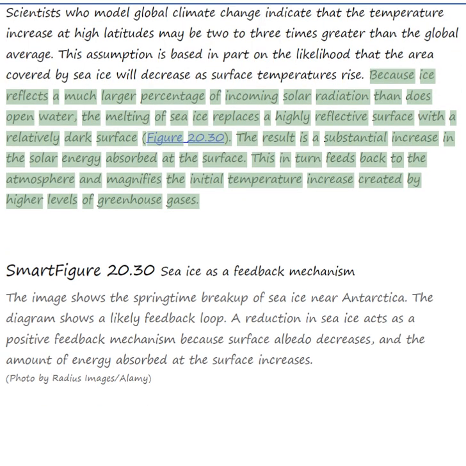Because ice reflects a much larger percentage of incoming solar radiation than does open water, the melting of sea ice replaces a highly reflective surface with a relatively dark surface. The result is a substantial increase in the solar energy absorbed at the surface. This in turn feeds back to the atmosphere and magnifies the initial temperature increase created by higher levels of greenhouse gases.